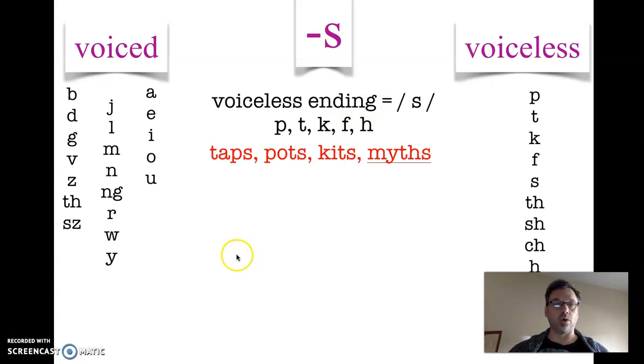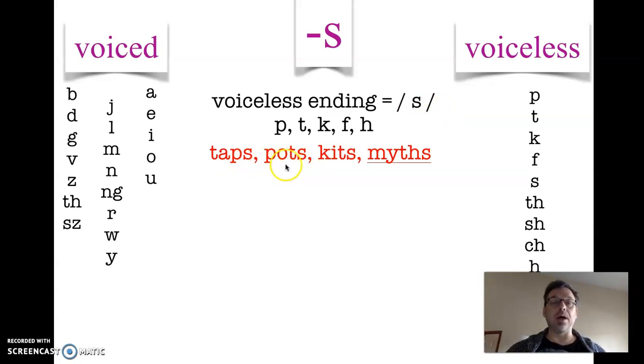Let's try this rule. Taps. So you can see the P. P is a voiceless sound. The word ends with P. Take off the S for a second. We're adding the suffix S for the third person. He taps his fingers. So it sounds like S. Taps.